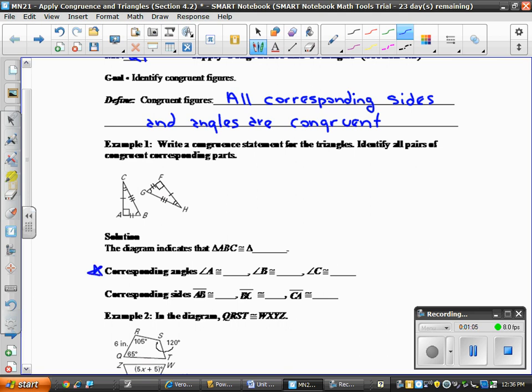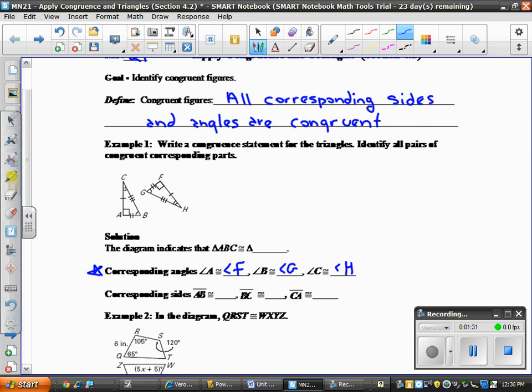Corresponding angles. So if we have angle A, looking at the other shape, we know that angle F is congruent. Just like if we have angle B, we know, just because it has one arc representing the angle there, we know that angle G is congruent to angle B. And then angle C is congruent to angle H.